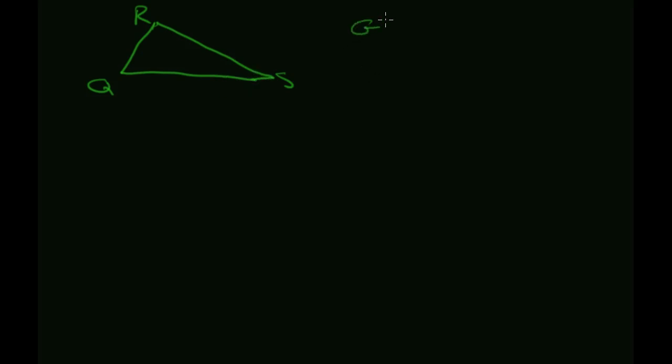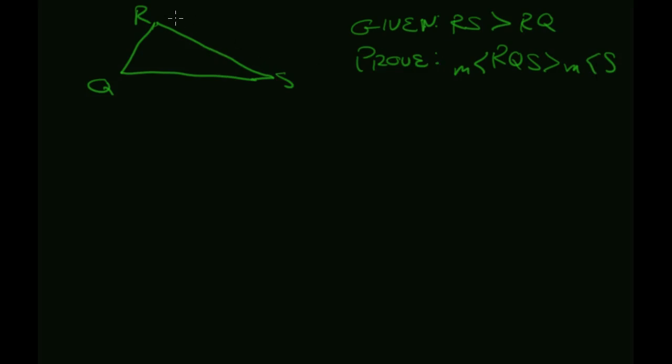So we're going to be given that RS is bigger than RQ, so we're being given the sides. We want to prove then that the measure of angle RQS is bigger than the measure of angle S. Okay, so RS is bigger than RQ. That means that RQS has to be bigger than the measure of angle S.